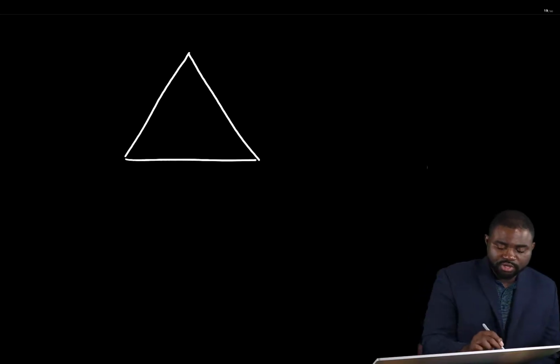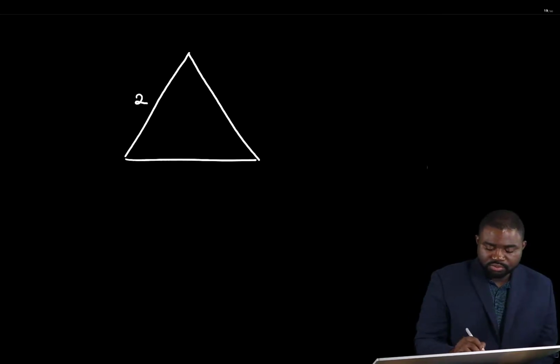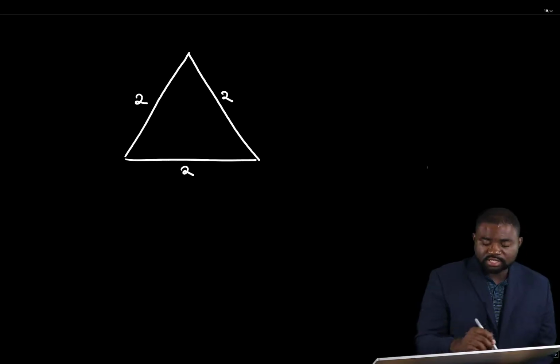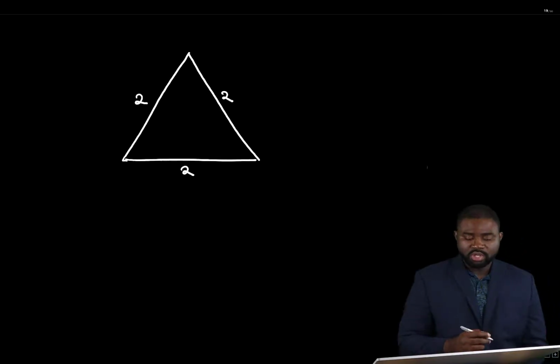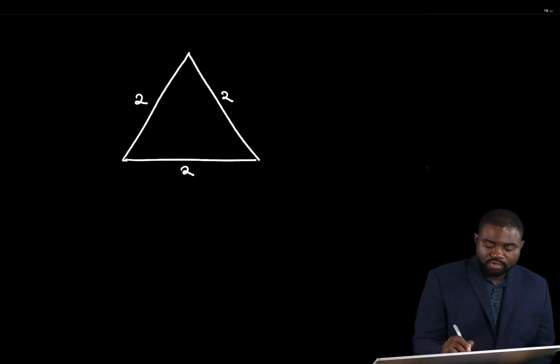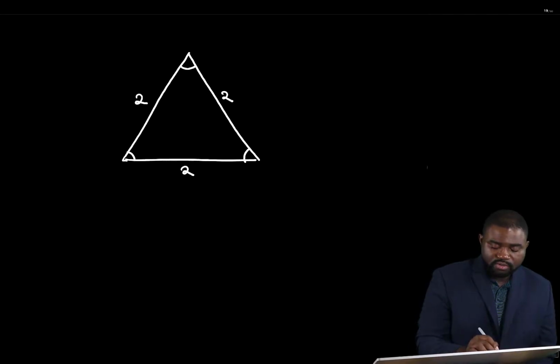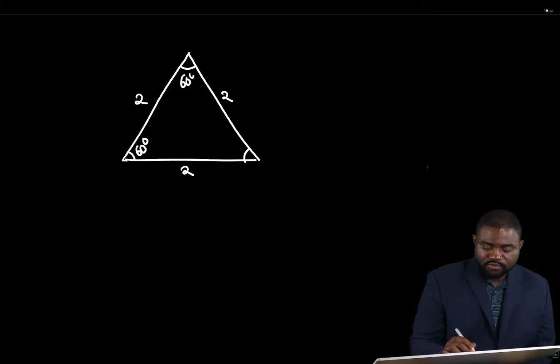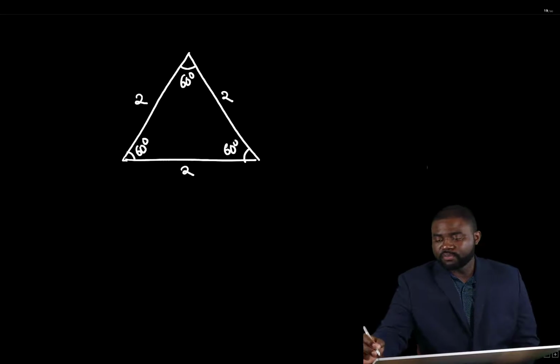So let us consider another special triangle. Let's consider an equilateral triangle, one with equal sides. I'm going to just pick, this is 2, this is 2, and this is 2. And if the sides are equal, the angles are equal. We know that the sum of the angles within this triangle will give us 180 degrees. If we divide 180 degrees by 3, this will be 60 degrees. That will be 60 degrees. And this will be 60 degrees.